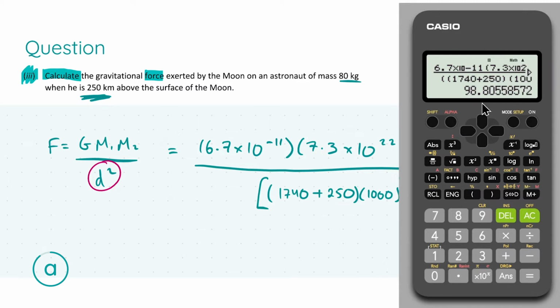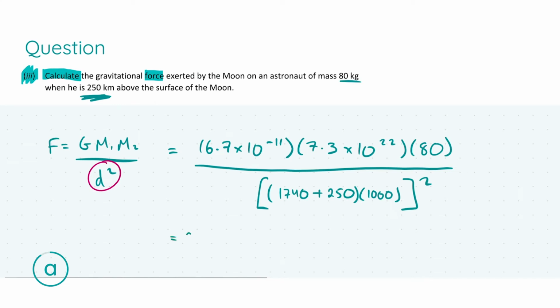So we're going to write that down, and obviously don't forget to include your units. Our answer at the end here is going to be 98.8 newtons, newtons being our unit for force, and that's going to be our final answer.